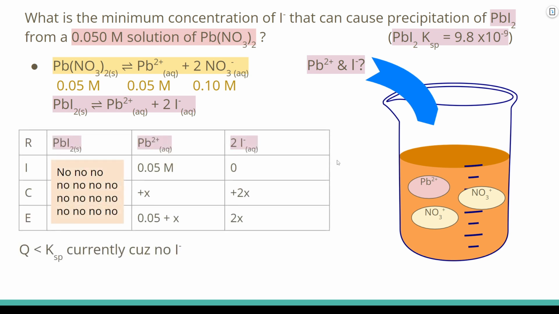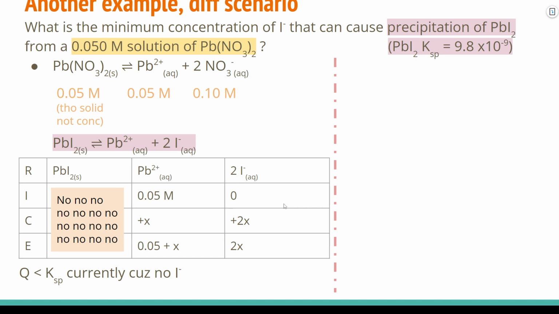Okay, so I do a RICE table based off of the lead 2 and the iodide. And again, as a reminder, I don't put the solid part, because we don't need solid in our equilibrium constant. And so I have my lead 2 already in there, and so that's why it's plus x. And then I have my 2x, because of the 2. Cool. Currently, Q is less than KSP because there's no iodide at all. And so I need to make iodide, right?